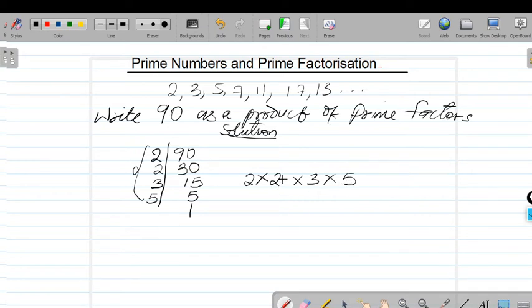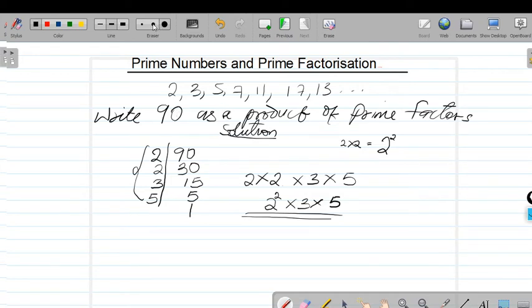So we are going to put this in indices form. Since it is 2 times 2, that simply means 2 raised to the power 2, because there are 2 in number. So the product will give us 2 raised to the power 2 times 3 times 5. So this is the product of prime factors of 90.